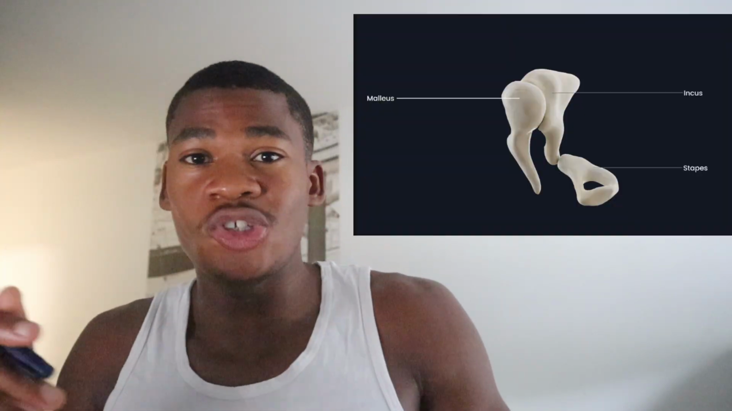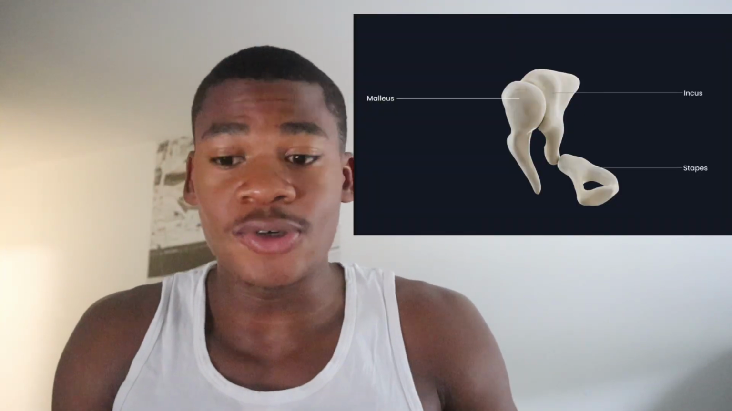And the next ossicle is your incus, which has an anvil shape, and that's going to help transfer vibrations from your malleus to the stapes, which is your smallest ossicle and your third ossicle. And that basically is going to transmit vibrations to the oval window of the inner ear. Okay, so as you can see, we're moving our way to the inner ear.